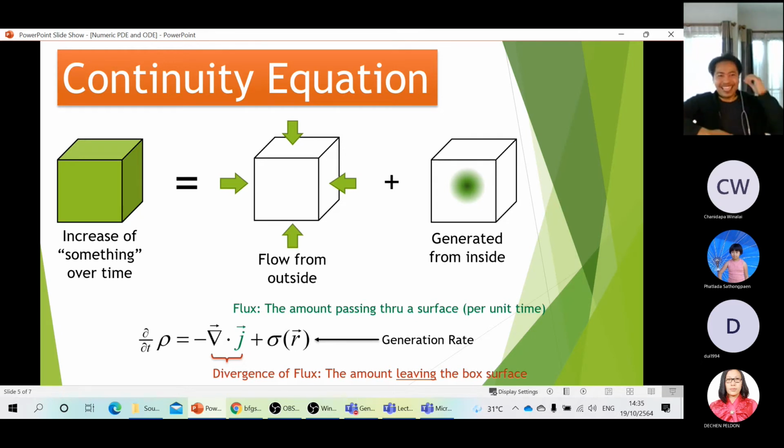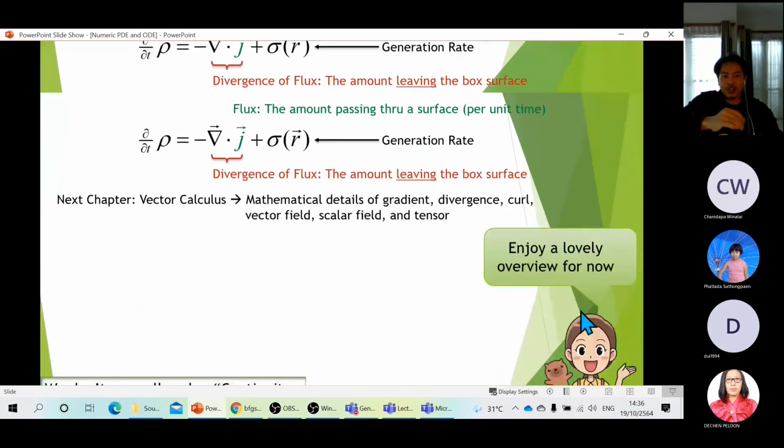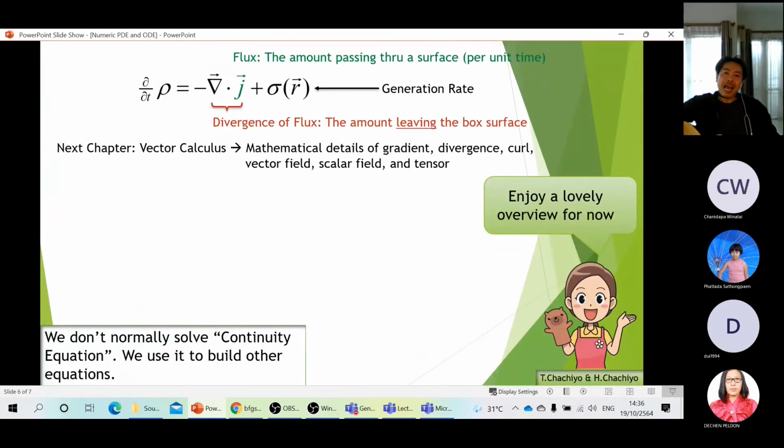For me, maybe I'm the one who is pumping out this bad smell gas. Anyway, that is the sigma term. Okay. So that makes the meaning very simple for this equation that we call สมการความต่อเนื่อง or continuity equation. Now let's look further into how we use this equation in physics.